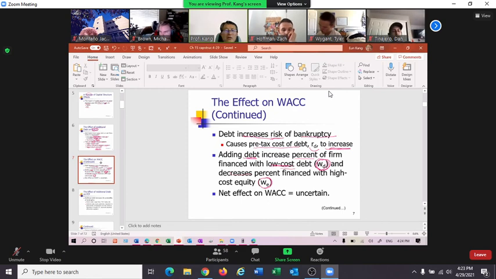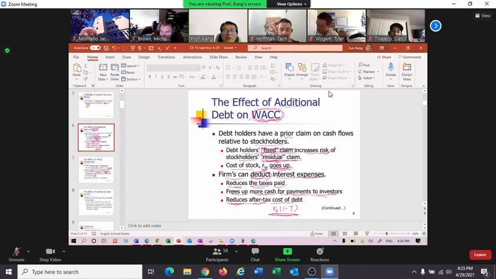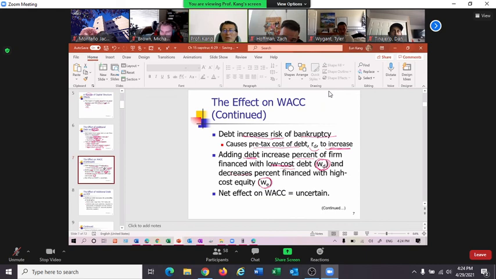So it's like the effect of debt on WACC: this one, WACC goes up; this one, WACC goes down because of the tax effect. This one, WACC goes up; this one, WACC goes down. And this one, WACC goes up because the risk goes up. And this one, WACC goes down. So two effects go up, two effects go down. So the net effect is uncertain. That's why capital structure is not easy, right?